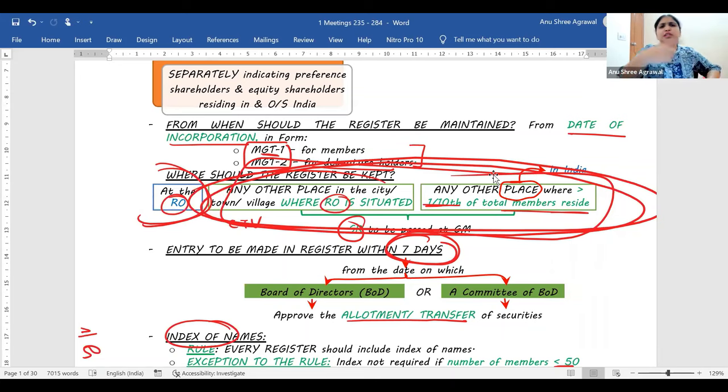Either at the registered office or in some other place, but same city, town or village where the registered office is situated, or any other place, any other city, but in India, where more than 1/10 of the total members reside. Special resolution has to be passed in case I want to keep the register in any of the places other than my registered office.